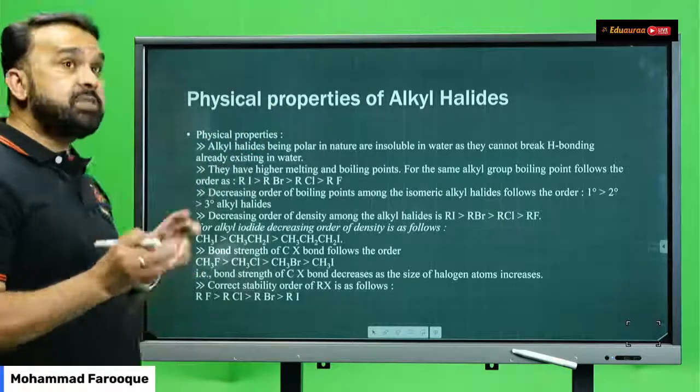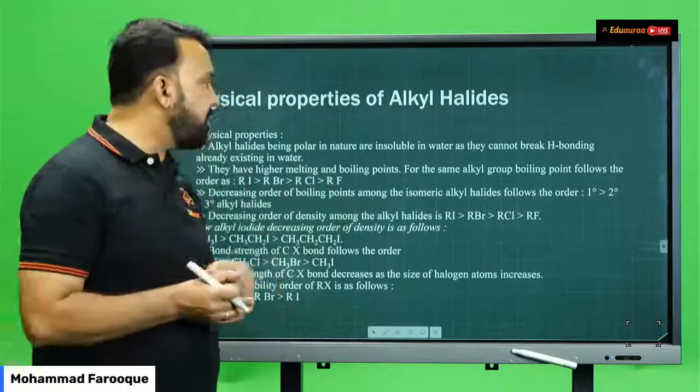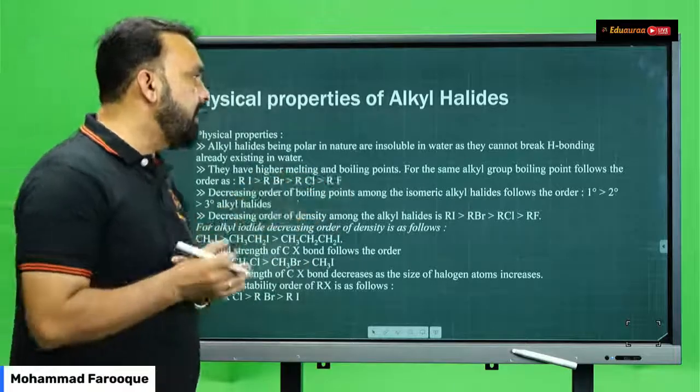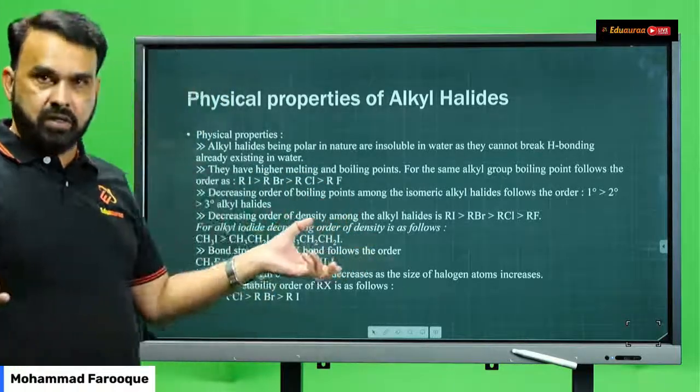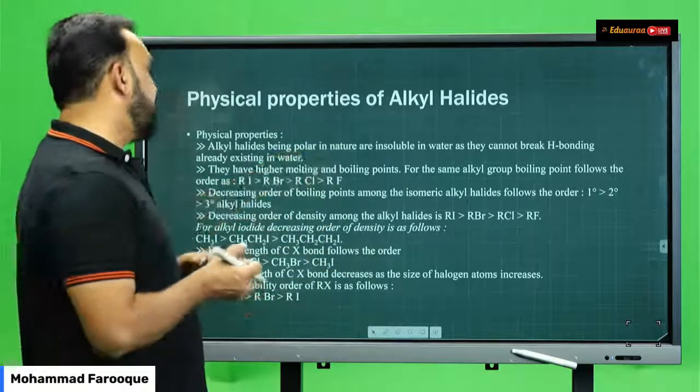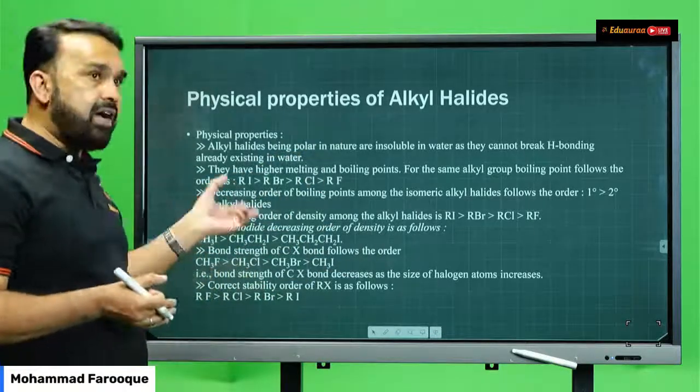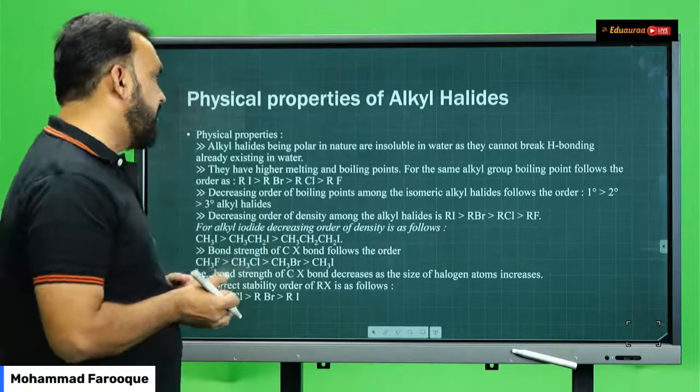We know that alkyl halides are polar in nature. Because they are polar in nature, they are insoluble in water, and they cannot form hydrogen bond with water. They have higher melting and boiling points.